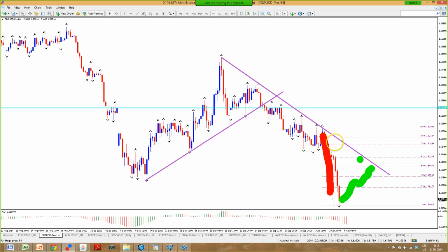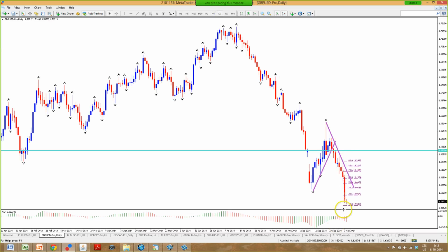And as long as price stays below this resistance line, I would think that either the 38.2, the 23.6, or the 50 fib are probably the most likely turning spots for downtrend continuation. Looking at the daily chart, you can see a very strong daily candle breaking these support levels.